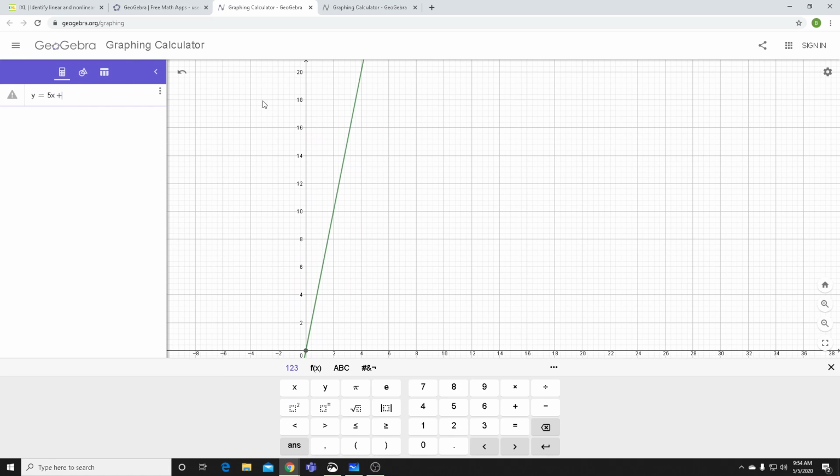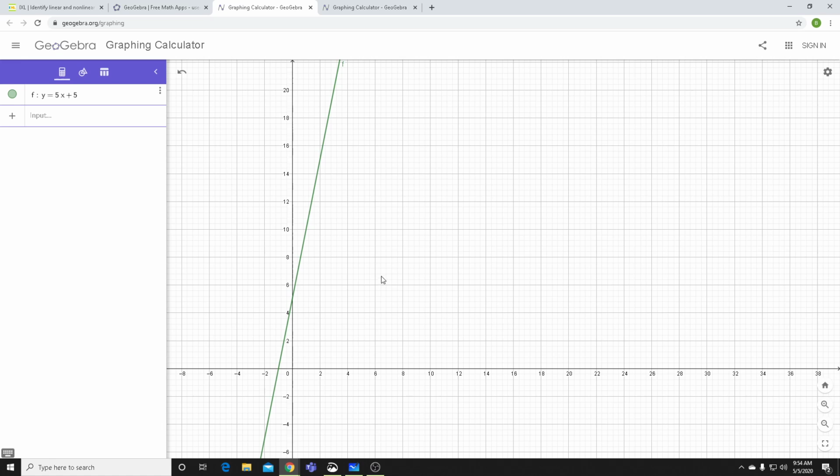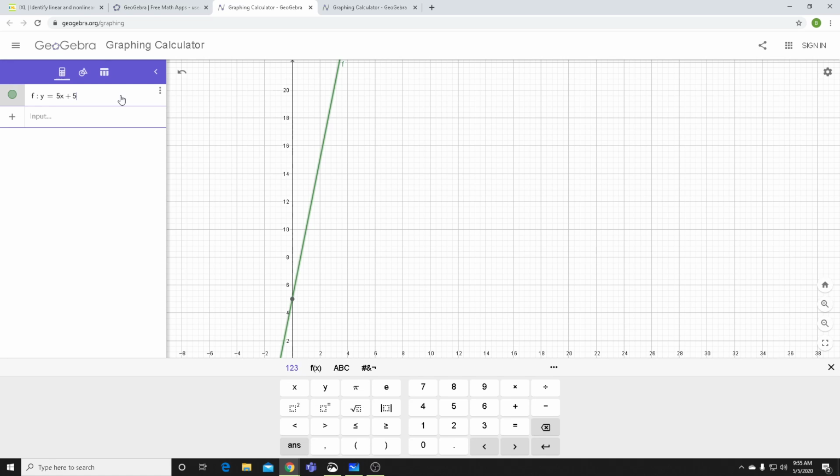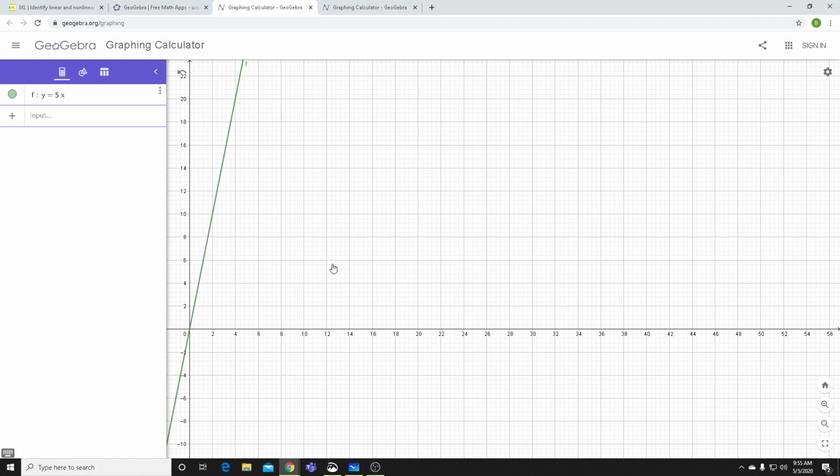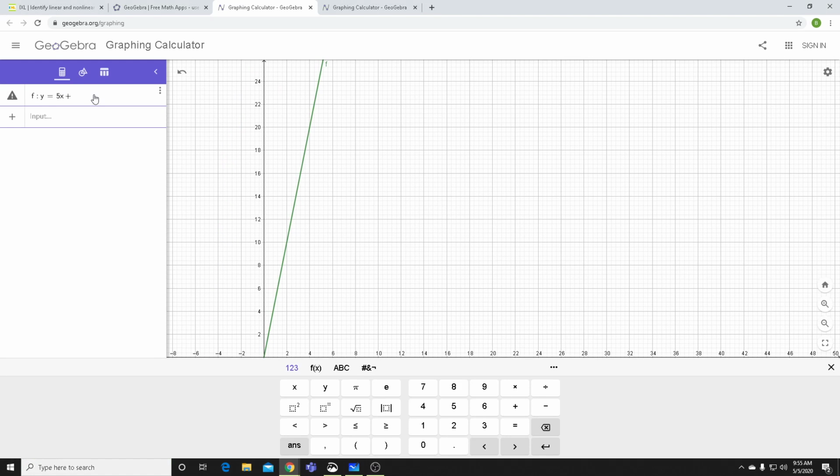Now, let's say I added 5 to it. Okay. Not much of a difference, right? It looks like almost the same thing. If you weren't watching closely, you might not have even noticed that it shifted upwards from here to here. The y-intercept went from here up to here. In fact, every point, so y equals 5x, every point on this graph translates or shifts upwards by 5.